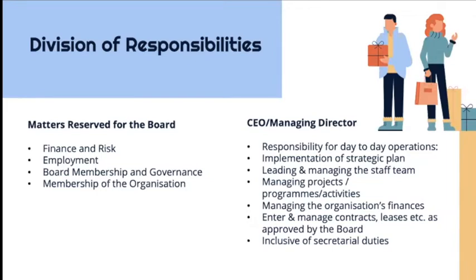Then your CEO responsibilities would cover the day-to-day operations. That's the real doing and the activities of the organization. So it's the implementation of the strategic plan, ensuring that the actions and activities are in place to deliver on those. The CEO or the managing director are in charge of your staff team.